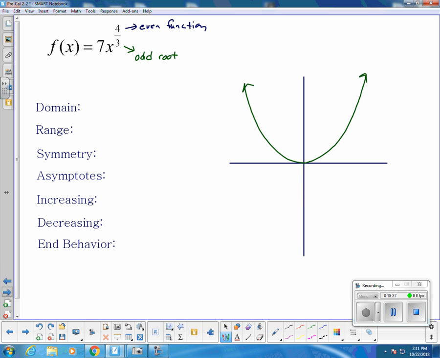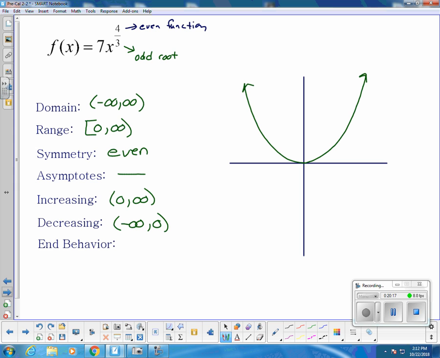What's my domain? Negative infinity, but yeah, very good. Negative infinity to positive infinity, all reals. I've got my left side and my right side going. I have no breaks. My range, though, starts at 0 and goes to infinity. My symmetry is even. It's going to be even, odd, or none. Asymptotes, none. It increases from 0 to infinity, and it decreases from negative infinity to 0.